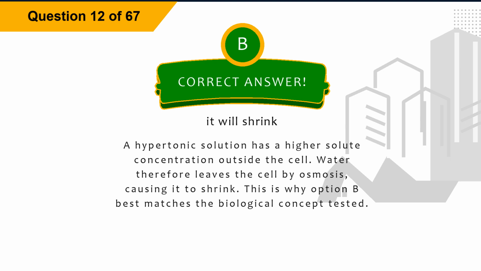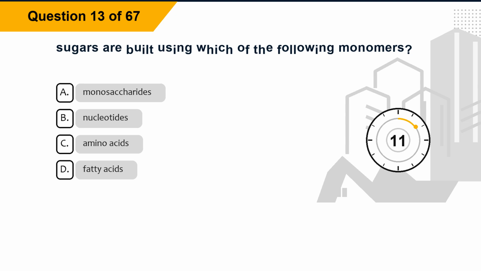Explanation. A hypertonic solution has a higher solute concentration outside the cell. Water therefore leaves the cell by osmosis, causing it to shrink. This is why option B best matches the biological concept tested. Question 13. Sugars are built using which of the following monomers? Option A, monosaccharides. Option B, nucleotides. Option C, amino acids. Option D, fatty acids.